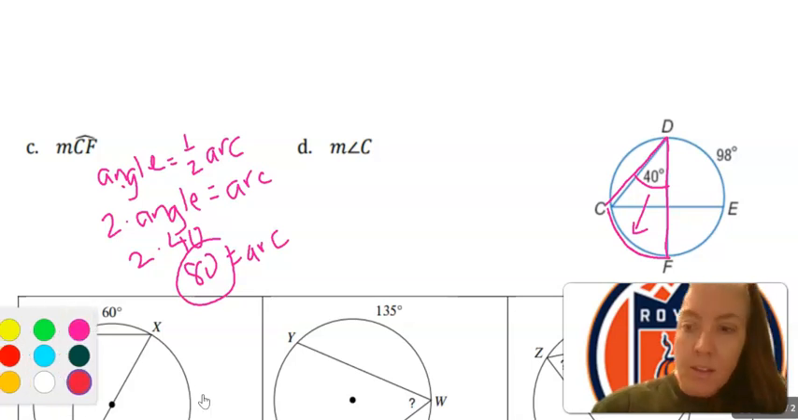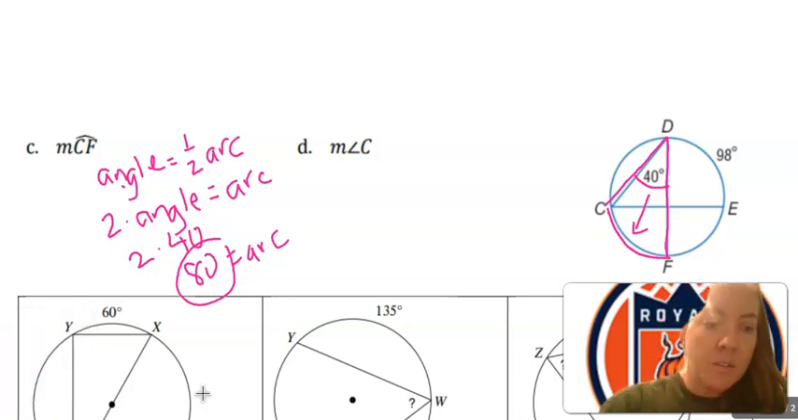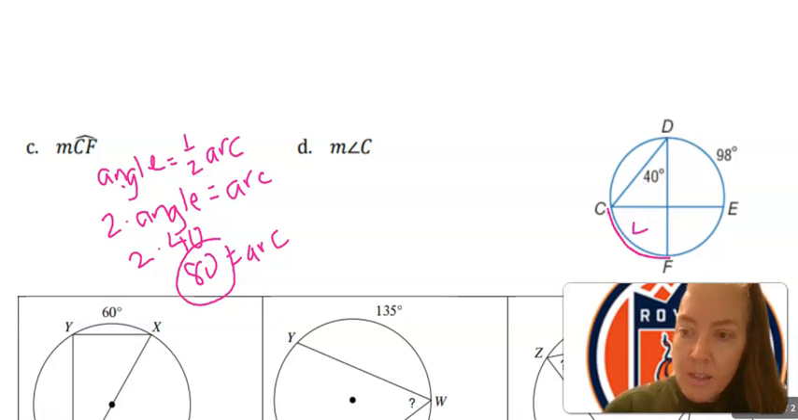All right, and then let's look at find the measure of angle C. So I'm going to erase this.